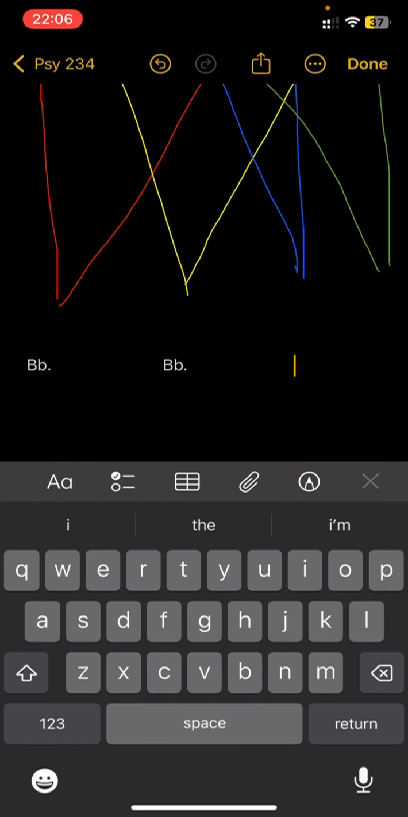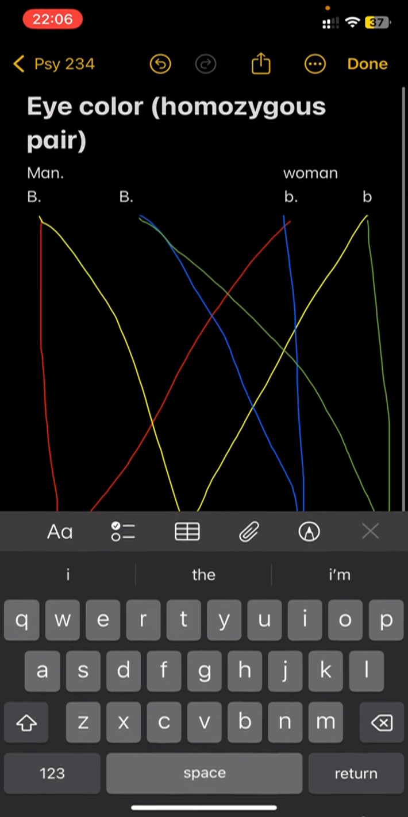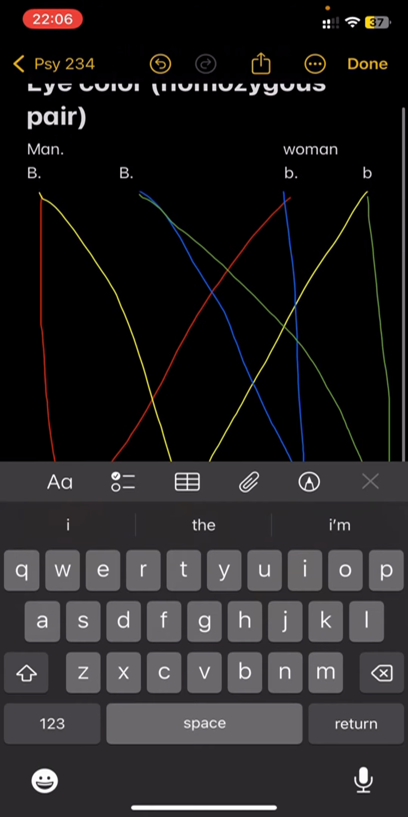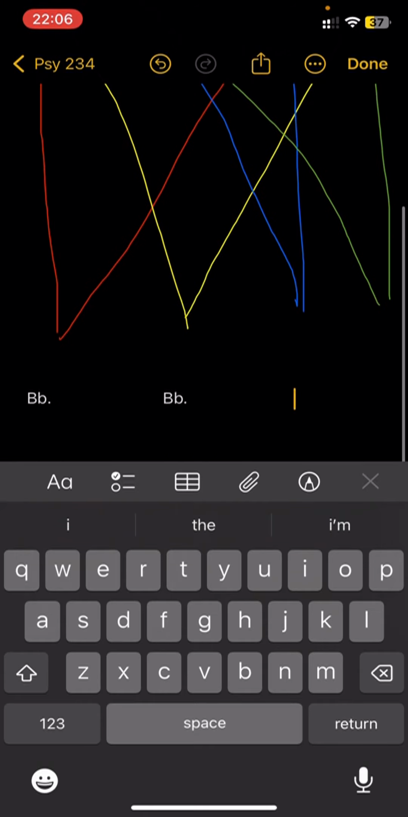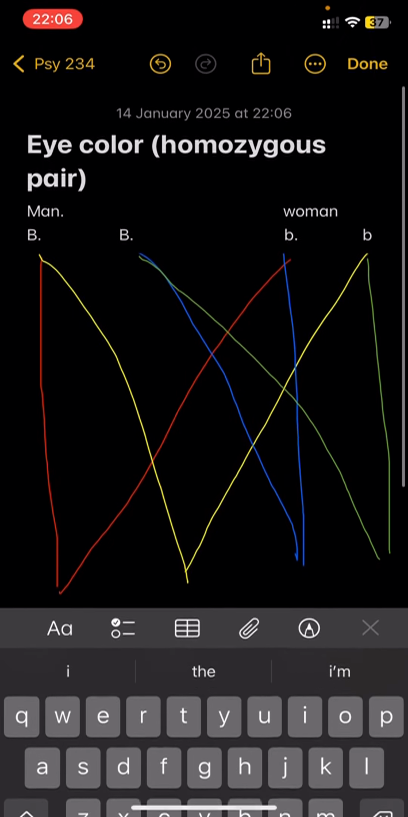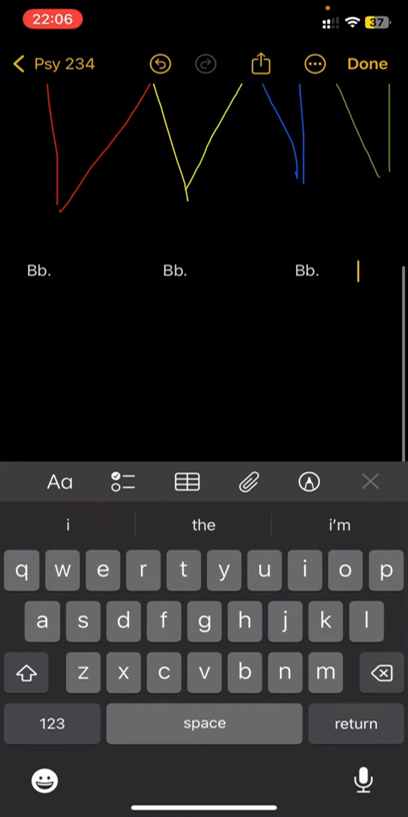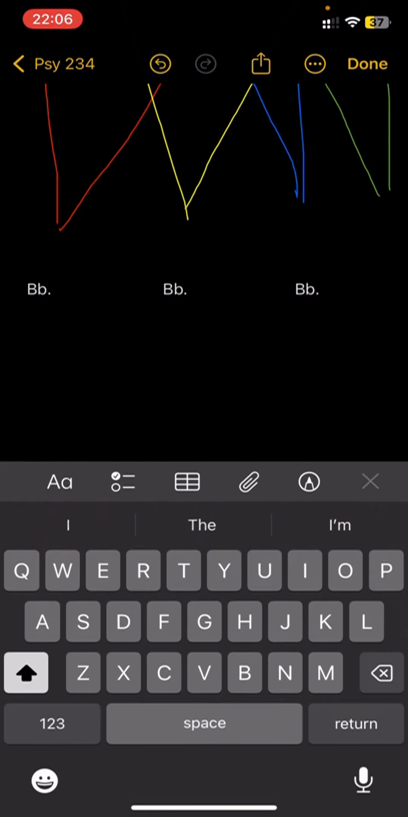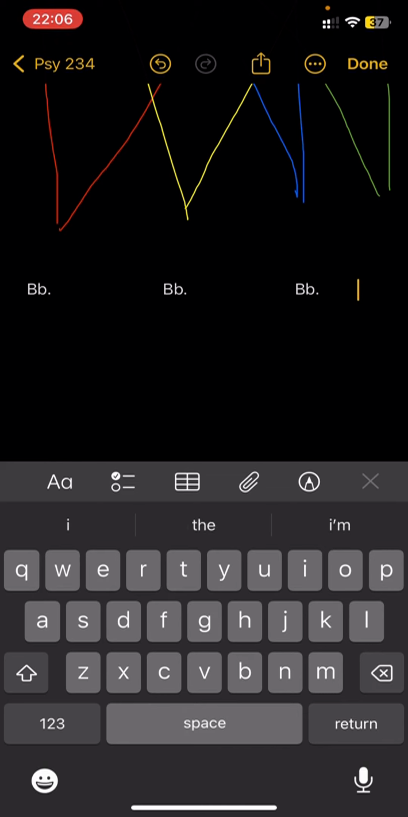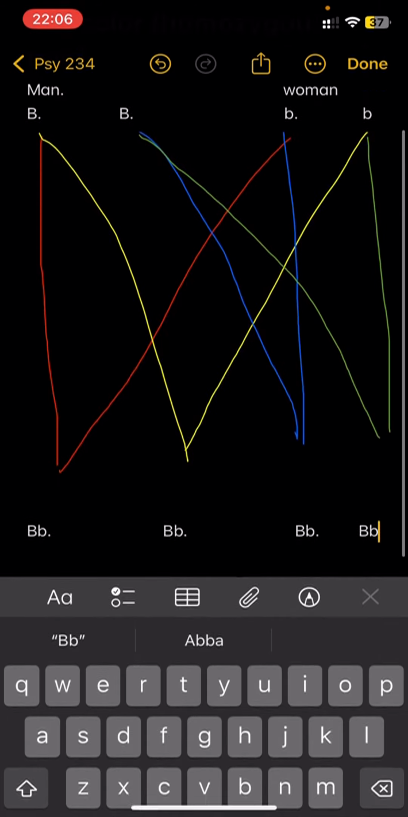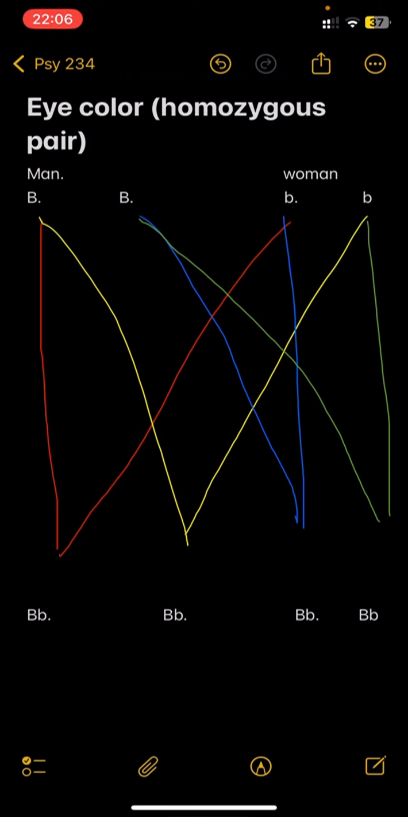There's no way I can actually show you with my cursor. If I could, that would have been fantastic. Now the next one, the blue, would be B from the man and b from the woman, so that would be big B and small b. Then the last one will be the green, so that would be B and b. I hope that's helpful. So from this, we can draw some conclusions.